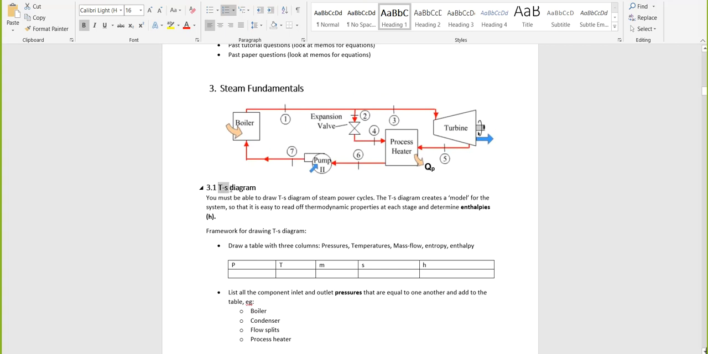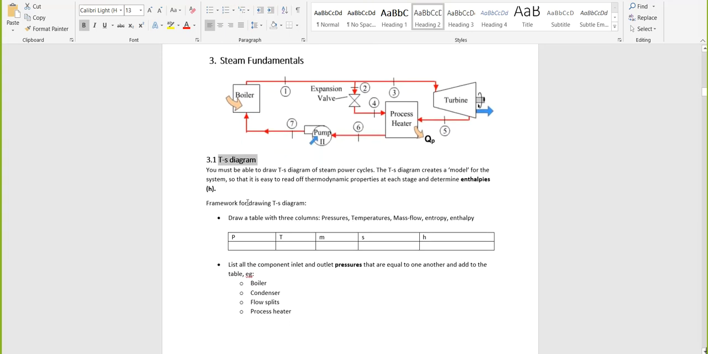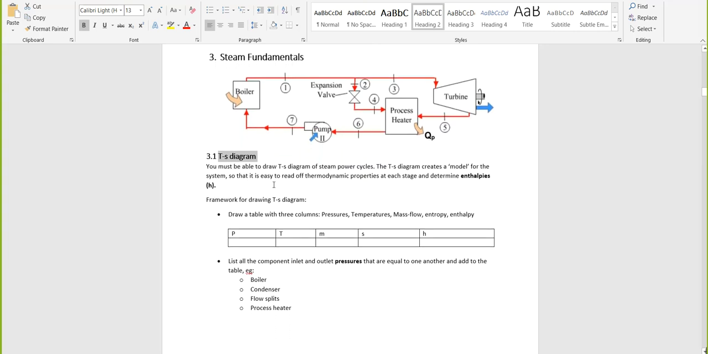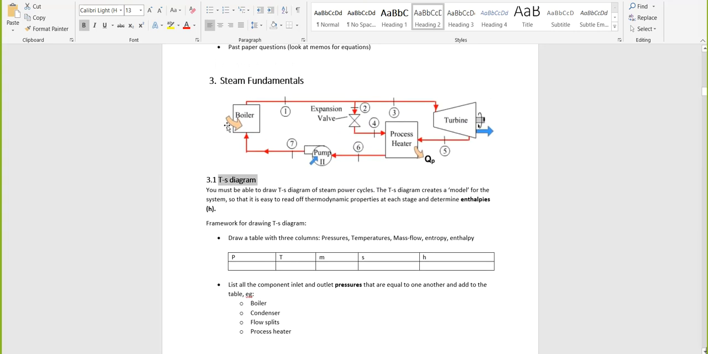And the idea with MTV 420 is we want to do TS diagrams. We want to create the TS diagrams for such steam cycles. Essentially a Rankine cycle or an advanced Rankine cycle, because the Rankine cycle consists of a boiler, your turbine, your process heater, your condenser, and then your pump, right? And then you've got these new components like an expansion valve.